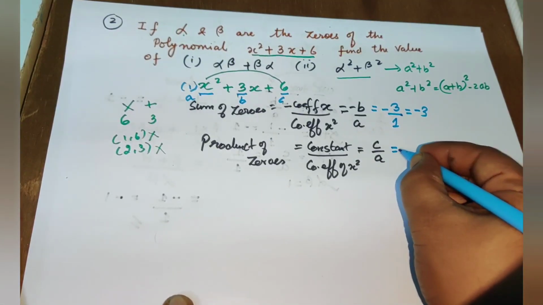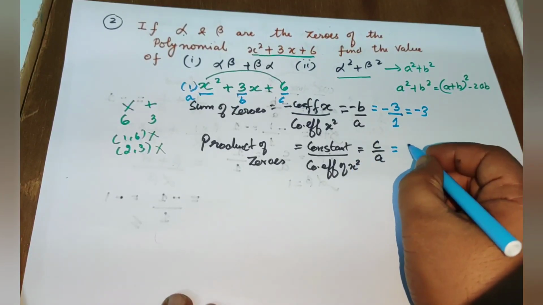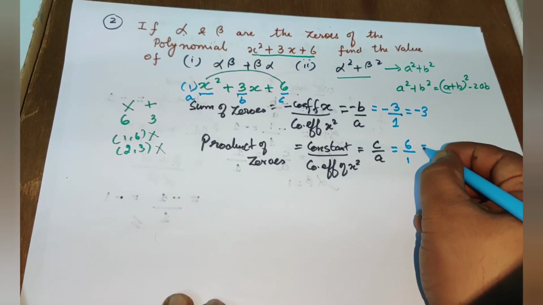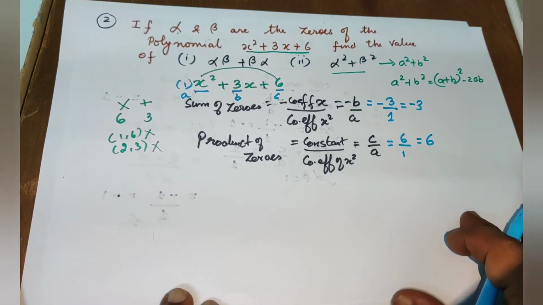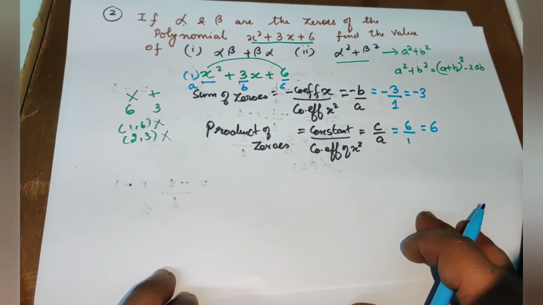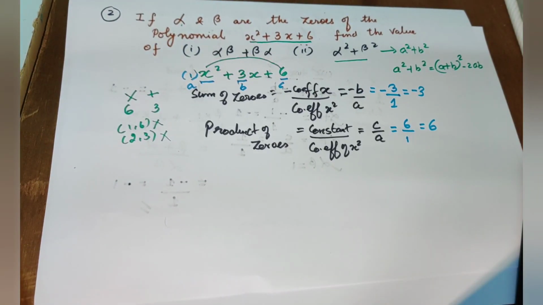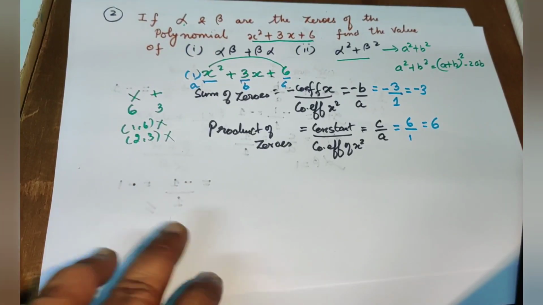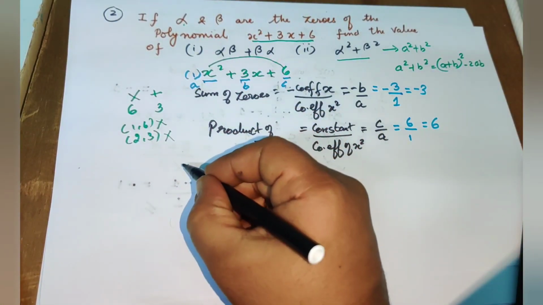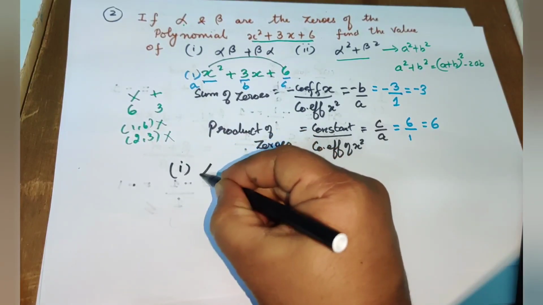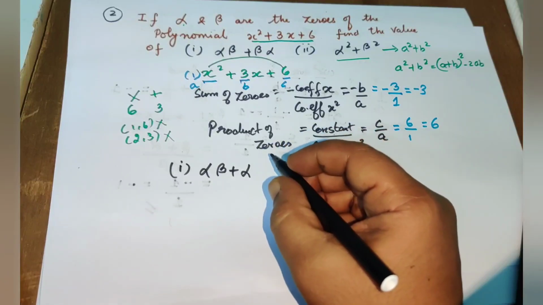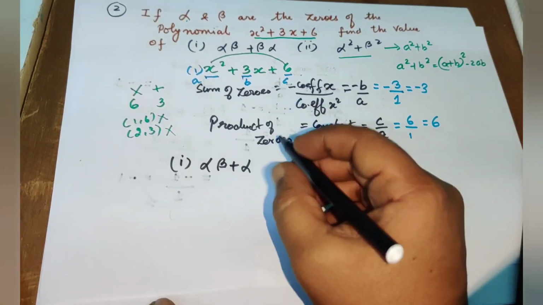And here c by a, what is c, which is nothing but 6, divided by a, which is nothing but 1. 6 by 1 is nothing but 6. Okay, since we know that we have the sum of the zeros and the product of the zeros, we made it ready. Now we are going to find out the things they ask us to solve. We can find the value of alpha beta plus beta alpha.